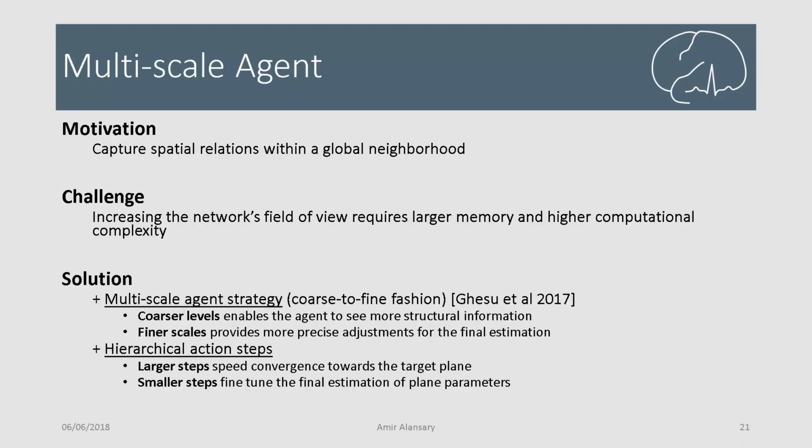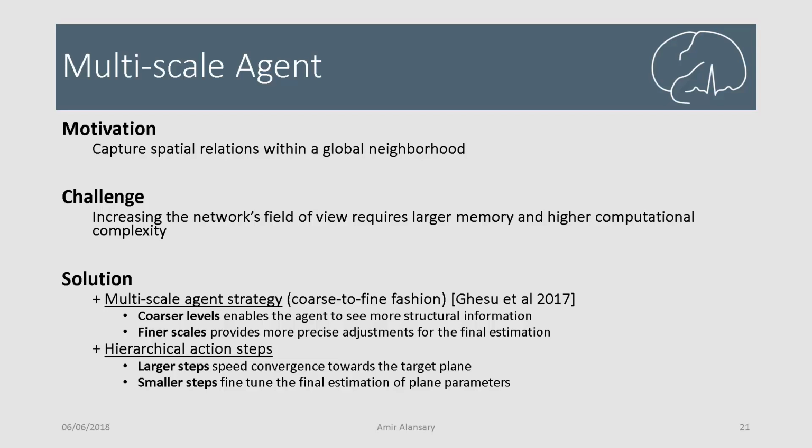We also use a multi-scale agent. We need to capture bigger spatial relations in the global neighborhood. This is very useful in cardiac imaging, when you have a bigger field of view in the image and there is noise in the background. So if you use local information, you may get stuck in this noise and not reach the solution.